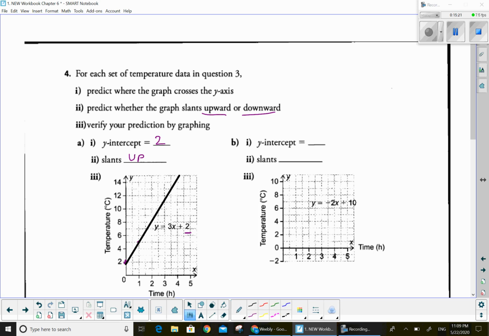All right, let's do the same thing with the other one. I'm going to use blue. All right, so y-intercept in this case is 10. There we go. Slant is going to go down.